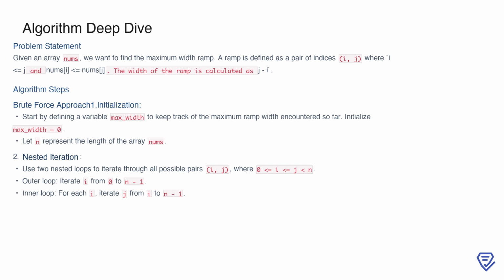First, we initialize a variable max_width to 0. This will keep track of the maximum ramp width we've encountered so far. We also define n as the length of the array nums. Then, we use two nested loops to iterate through all possible pairs of indices (i, j). The outer loop iterates through all possible values of i, starting from 0 and going up to n-1. For each i, the inner loop iterates through all possible values of j, starting from i and going up to n-1. This ensures we evaluate all valid index pairs in the array.